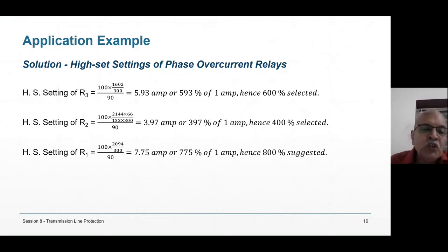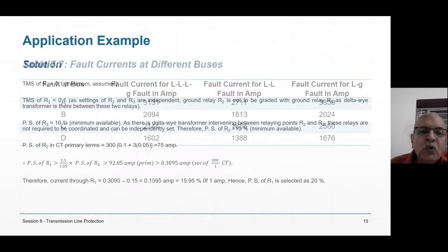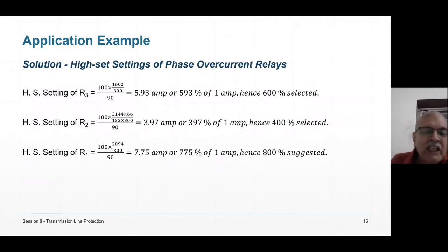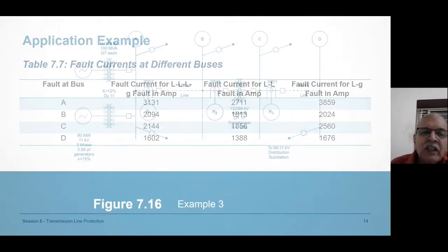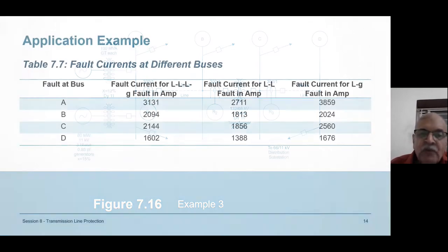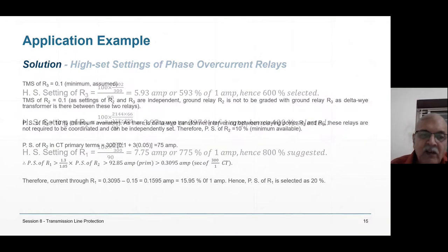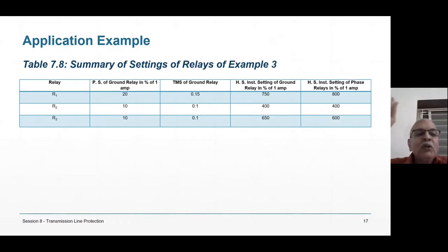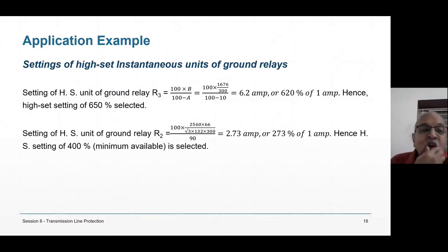Similarly, R1, if you see 2094, let us see, 2094 by 300, because there also the CT ratio everywhere is 300. We are looking for 2094 by 300, 775%. So we go for 800. So now we have to go for TMS. So when you go for TMS, here also the table is taken first, probably the calculation is afterwards. What is the setting of high set unit of R3?